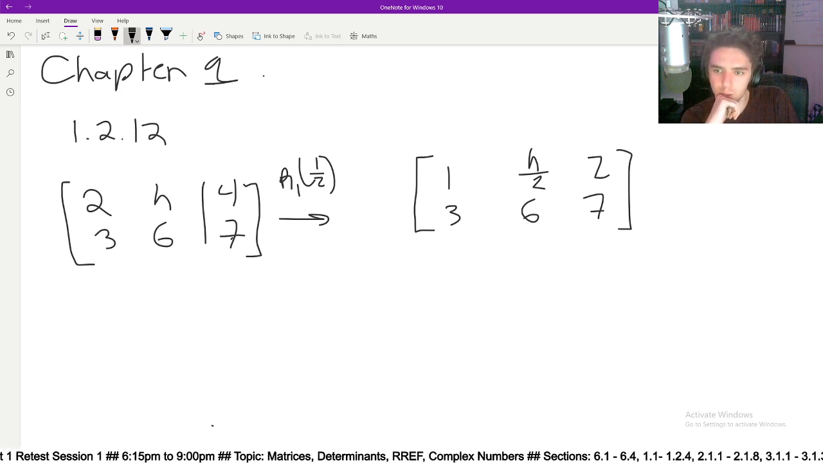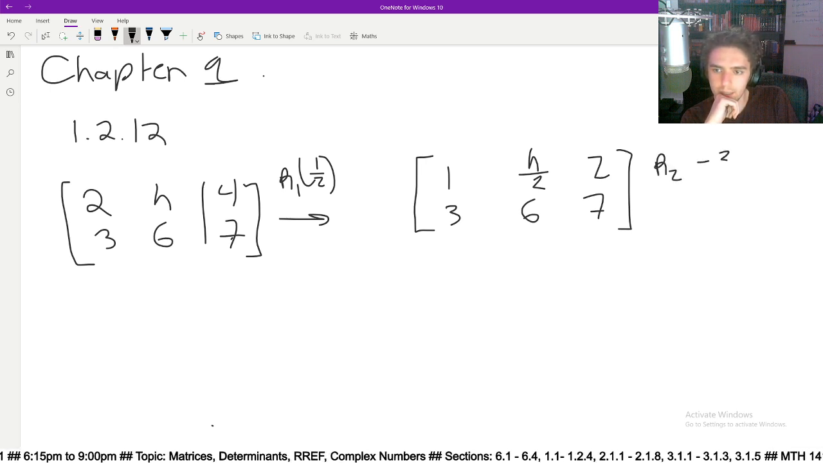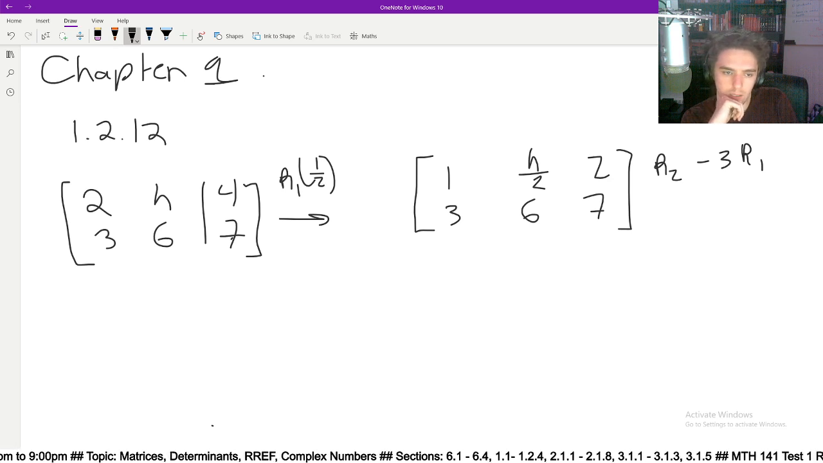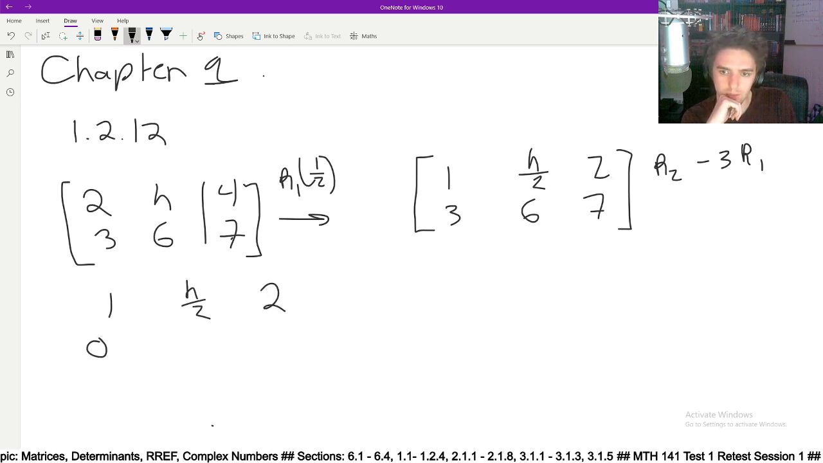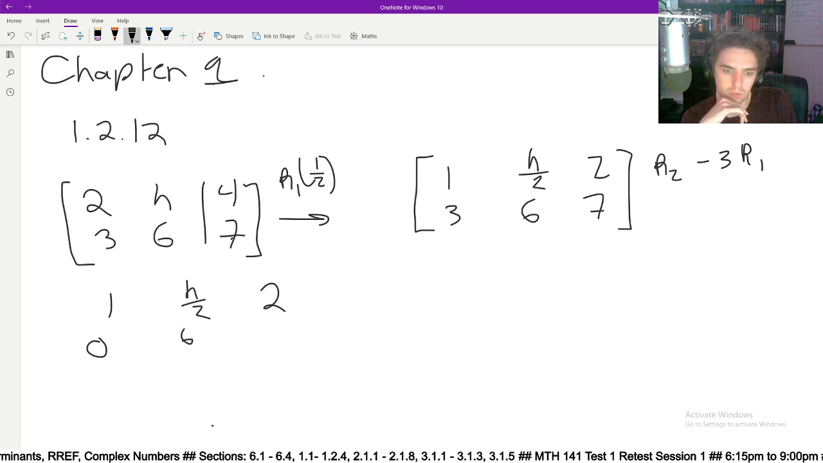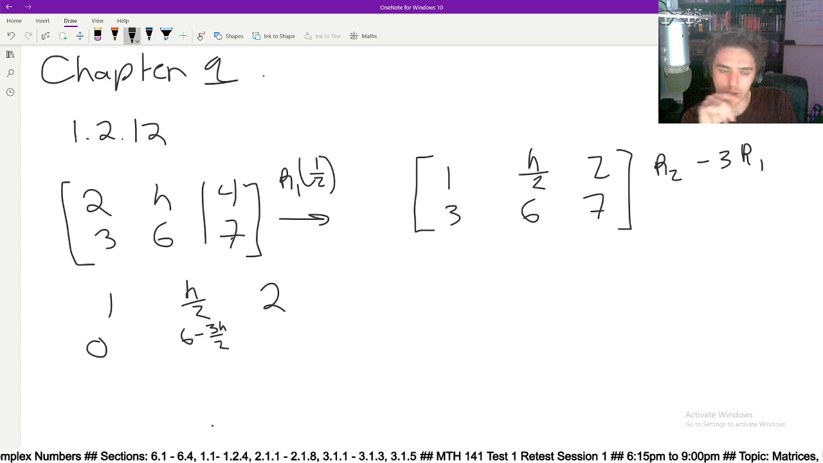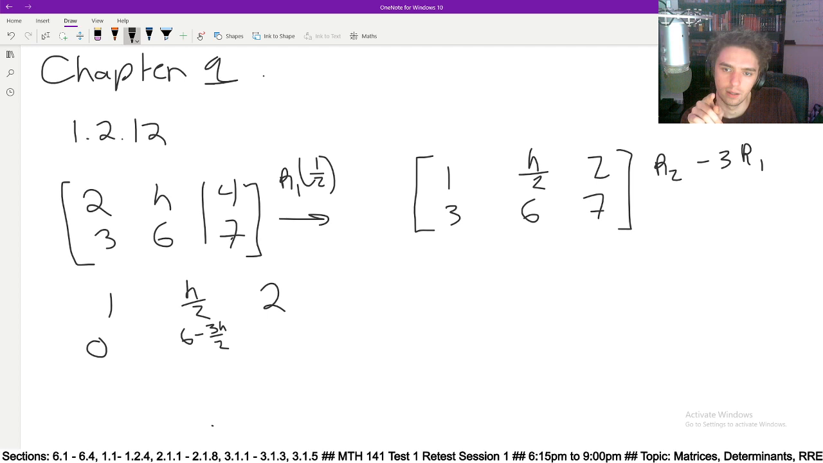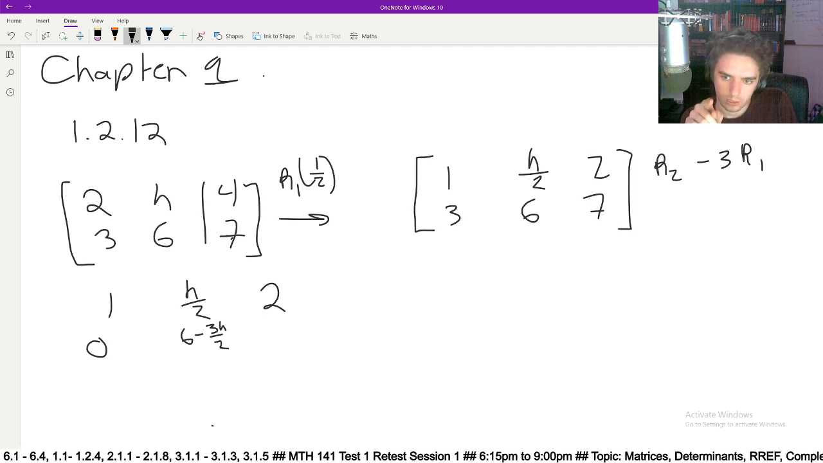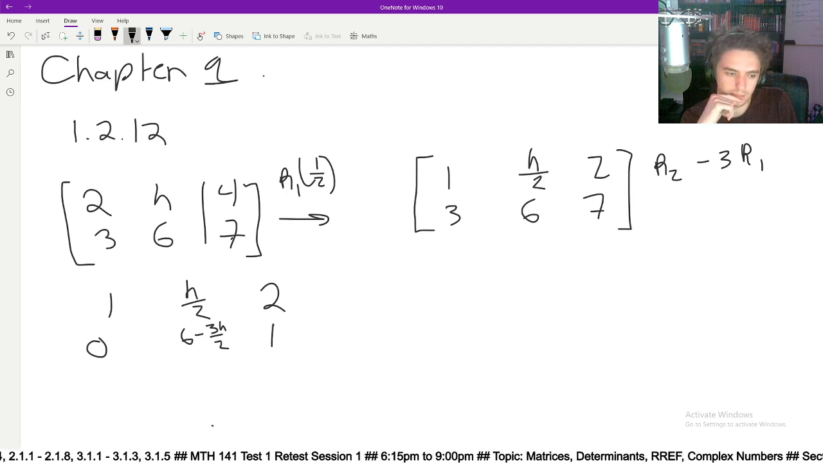Okay, and then now I'm going to do row 2 minus 3 times row 1. So 1, h over 2, 2, 0, 6 minus 3h over 2, and then it's going to be 7 minus 6, which is 1. Okay, that took me 1 second too long.